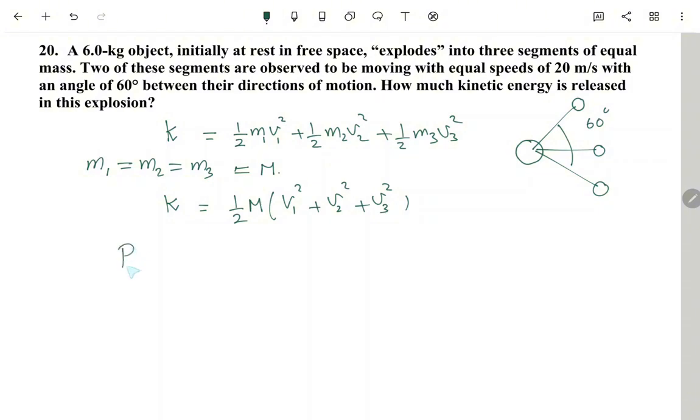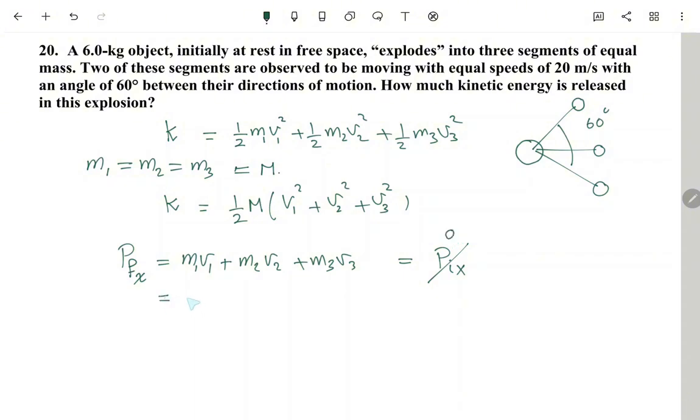P final x equals m1 v1 plus m2 v2 plus m3 v3, and P final x equals P initial x. Now P initial x is actually equal to 0.